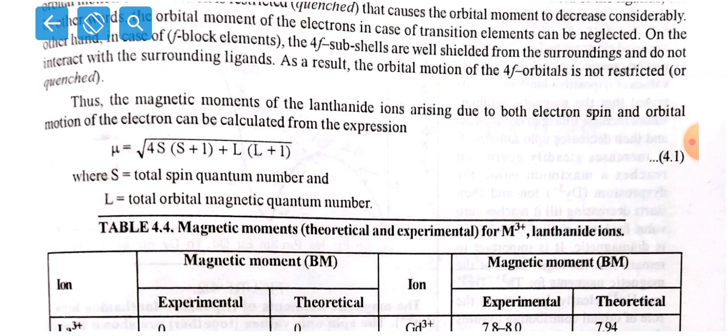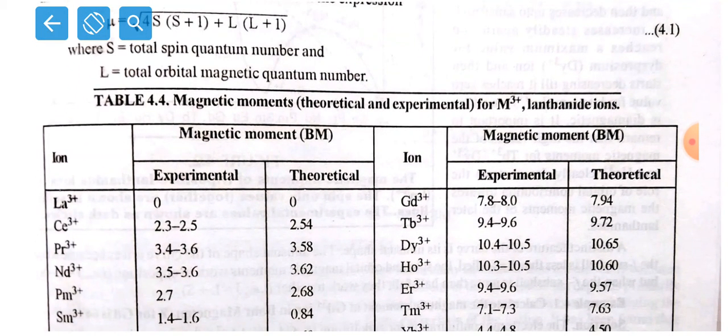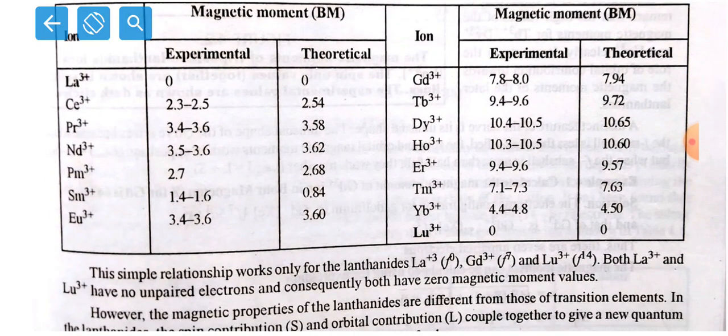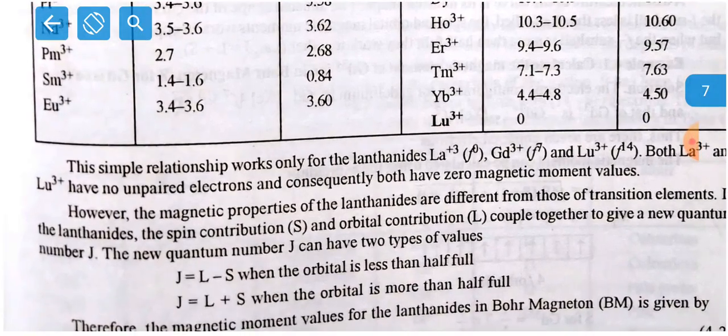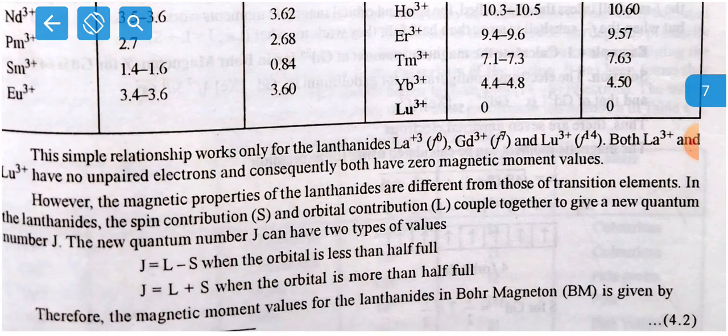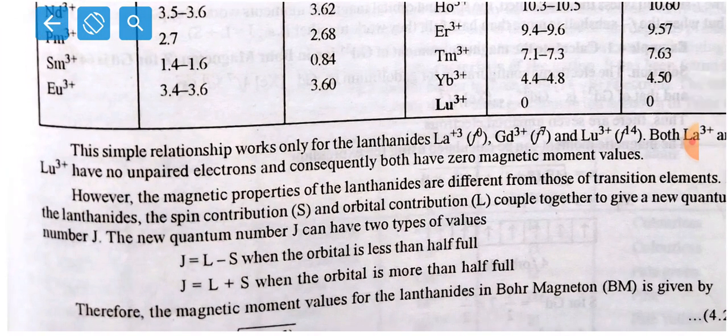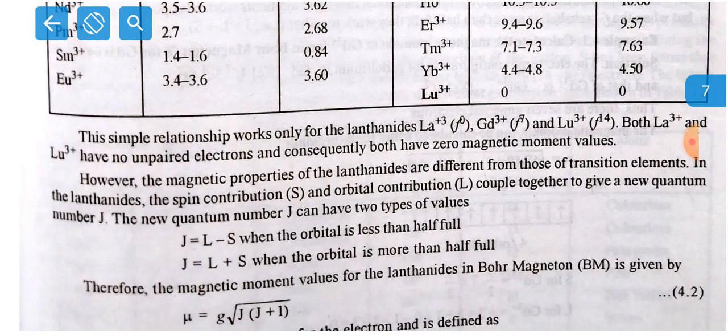It can be calculated from the expression mu equals the square root of 4S(S+1) plus L(L+1), where S is the total spin quantum number and L is the total orbital quantum number. Table 4.4: Magnetic moment, theoretical and experimental, for M3+ lanthanoid ions. The simple relationship works only for lanthanum 3+, f0, gadolinium 3+, f7, and lutetium 3+, f14. Both lanthanum 3+ and lutetium 3+ have no unpaired electrons and consequently both have zero magnetic moment value.